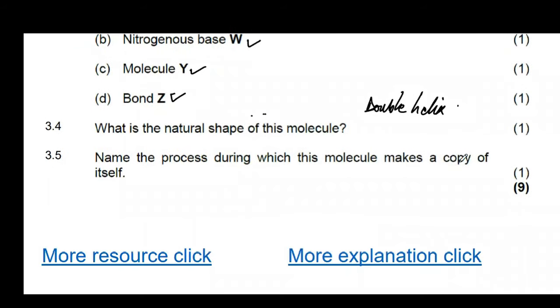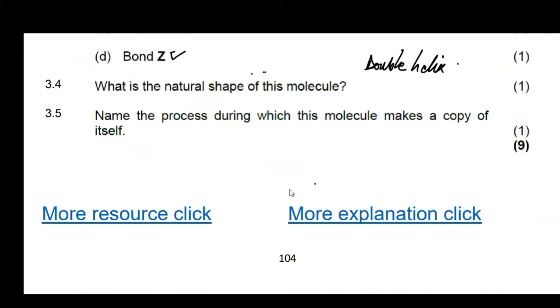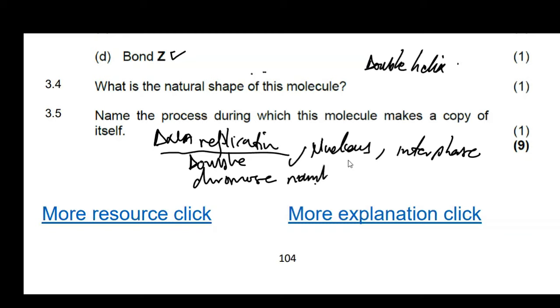Name the process during which this molecule makes an exact copy of itself. How does DNA make an exact copy of itself? How does it replicate? So the answer is DNA replication. So that is the process by which DNA makes an exact copy of itself. Why does it occur? Some questions can come here. Why does DNA replication occur? It occurs to double the chromosome number. Where does it occur? When you talk about where does it occur, then you talk about the nucleus. And then when does it occur? It occurs during interphase. Yes. And then why does it occur? We say that to double the chromosome number.